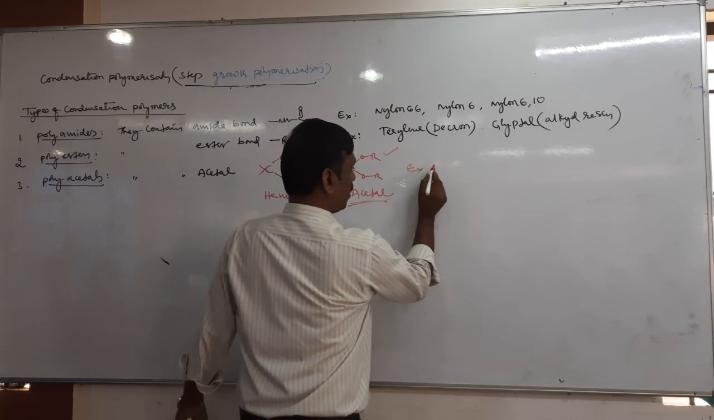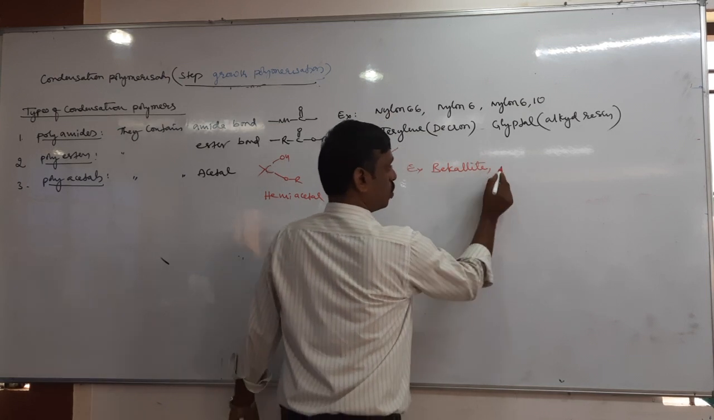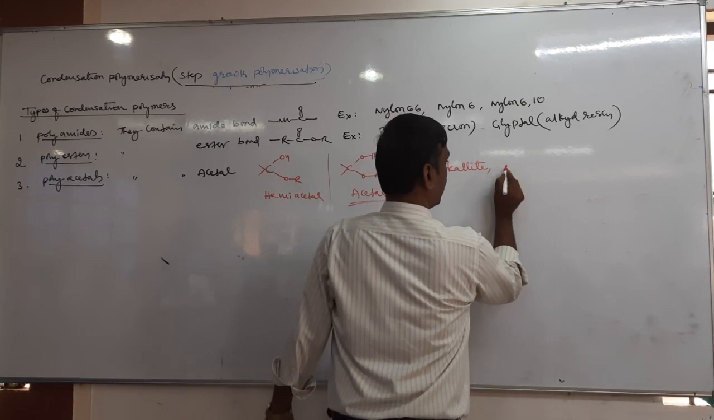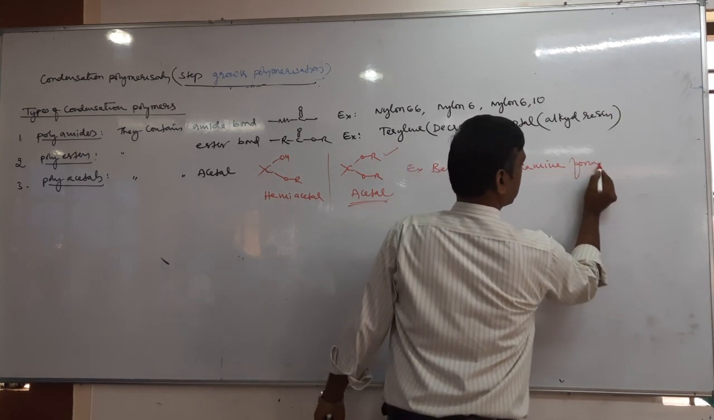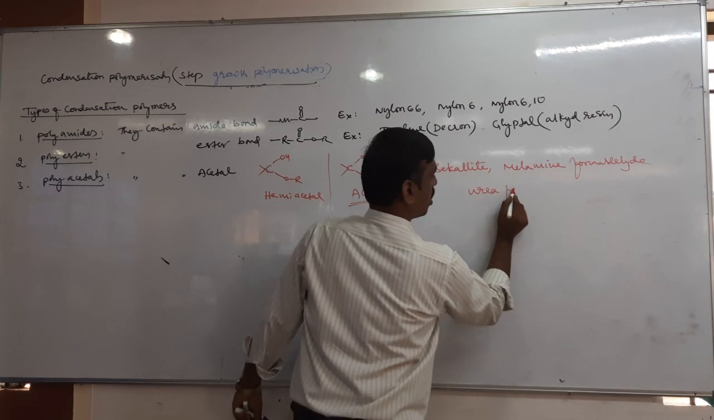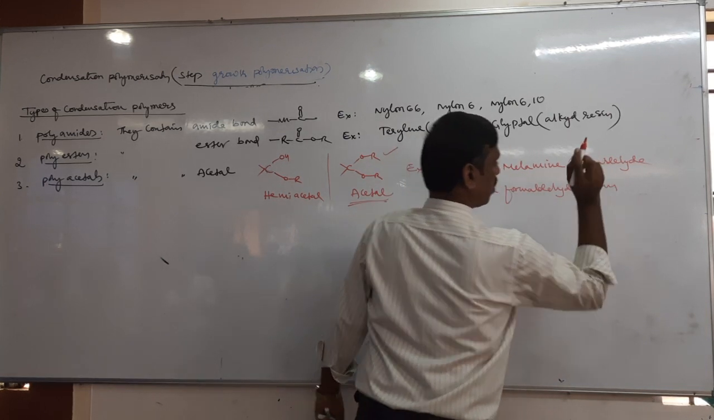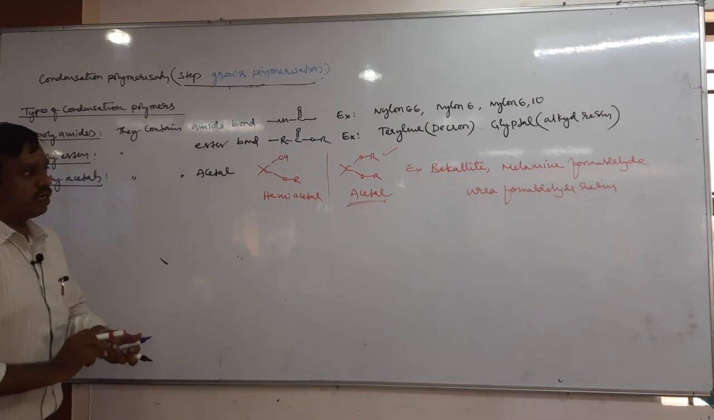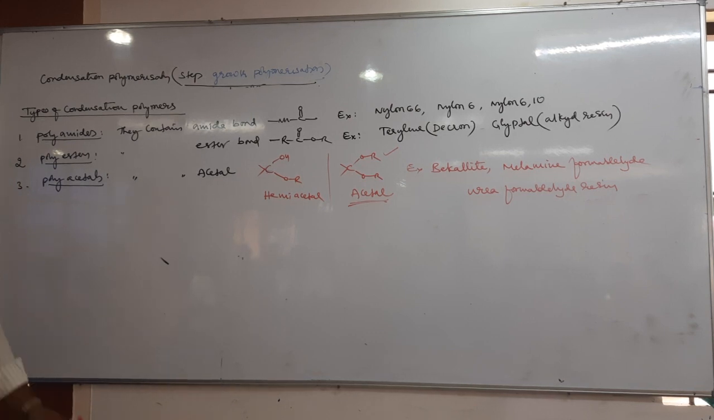Here we will study three examples. One, bakelite. Two, melamine formaldehyde resin, and even urea formaldehyde resin. So bakelite, melamine formaldehyde, and urea formaldehyde resins are examples for what? Polyacetals. Okay. Now write polyamides.